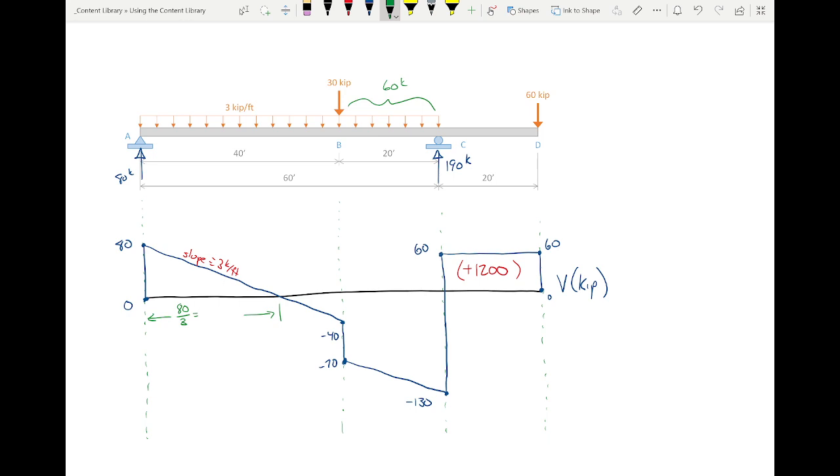80 over 3, right? Which was like 26.67. And this one, 40 over 3, 13.33 feet. So help me out. What is the area of that triangle, that first one? 1/2 base times height, right? 1/2 of 80 times 80 over 3. 1066.8, or if we're following our decimals, it'd be like 2/3, right?